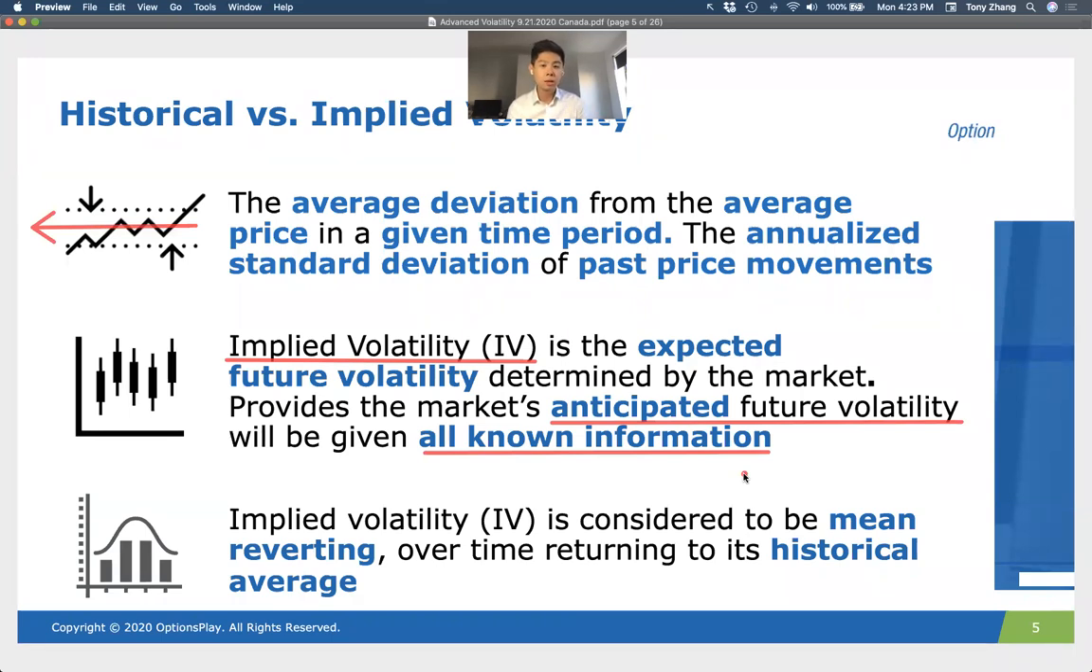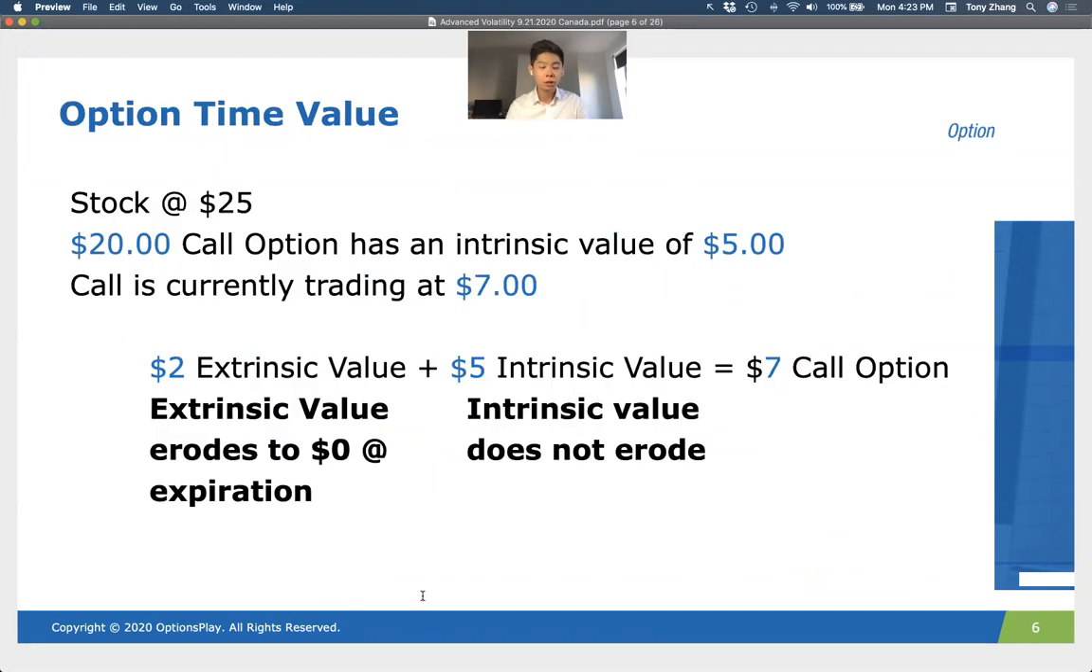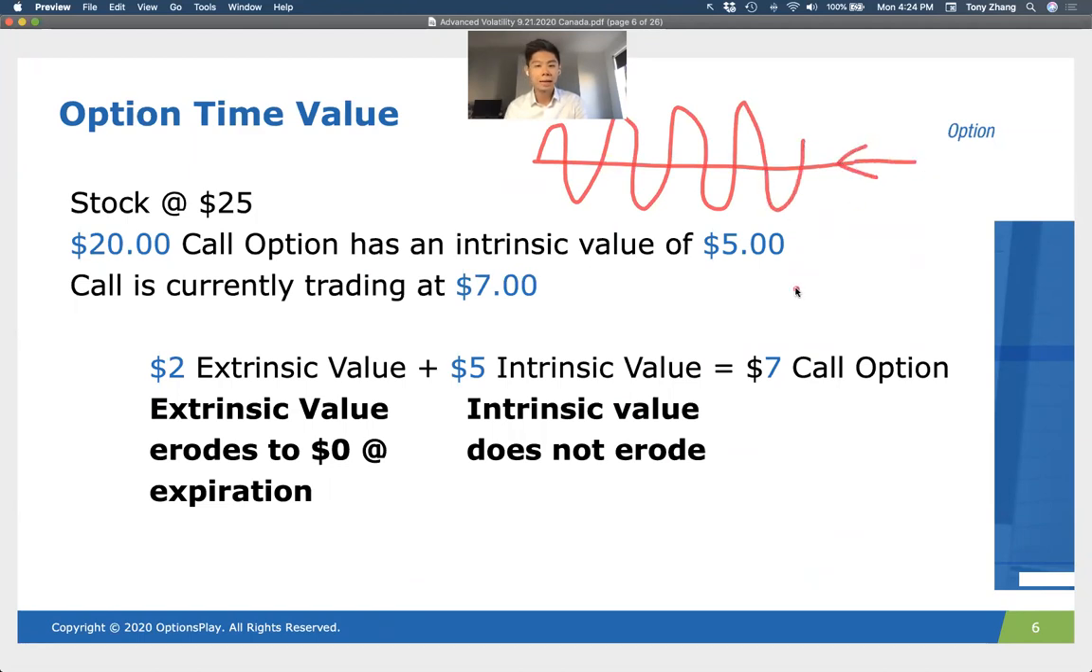The important thing to remember is that most traders consider implied volatility to be mean reverting. What that means is that over time, it will return to its historical average. We're going to talk about this in a little bit, because this is the fundamental thesis behind why we should pay attention to implied volatility, to give us a better sense of whether we should be buying an option versus selling an option. Implied volatility will move higher and lower, but it will always converge back to its mean value, the average.